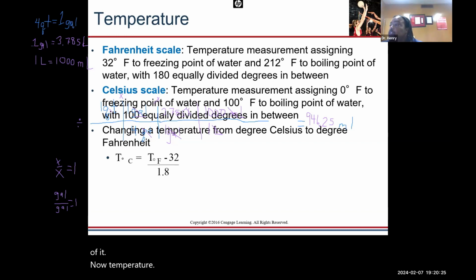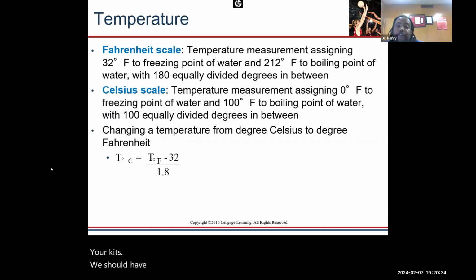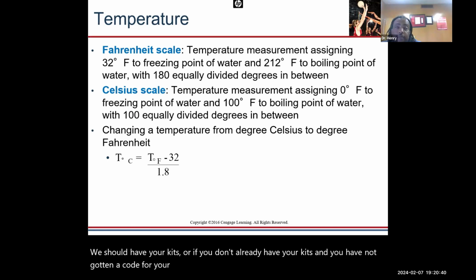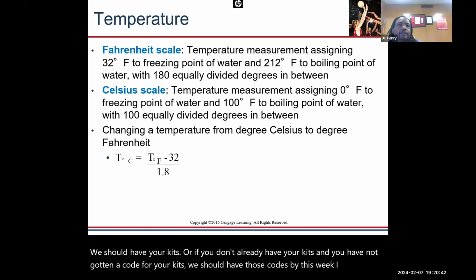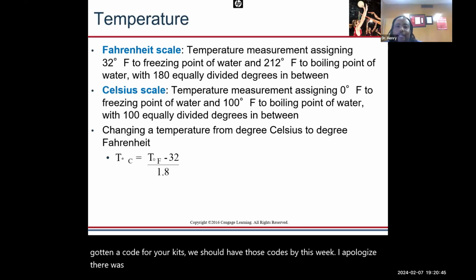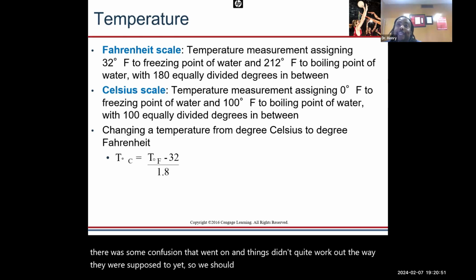So I should also say before we get really knee deep into this, your kits. We should have your kits, or if you don't already have your kits and you have not gotten the code for your kits, we should have those codes by this week. I apologize. There was some confusion that went on and things didn't quite work out the way they're supposed to yet. So we should have the codes any day now.